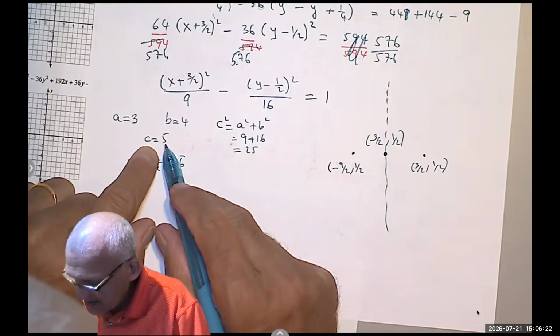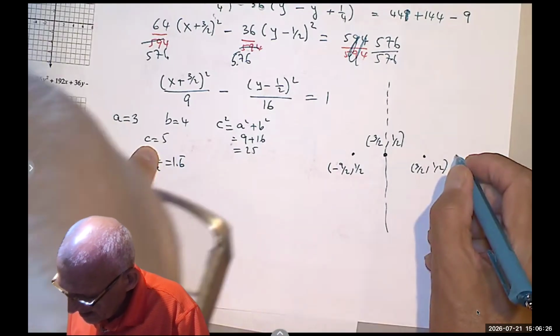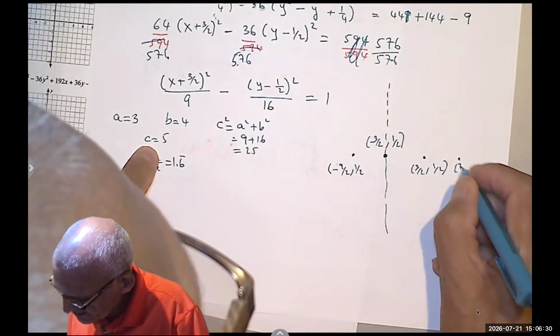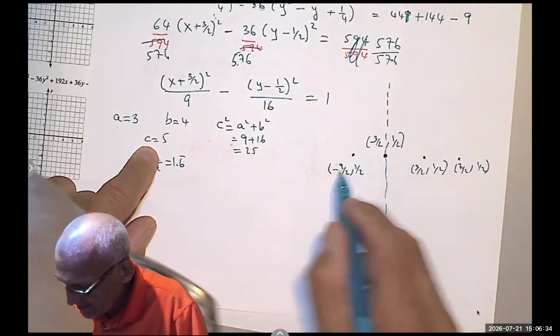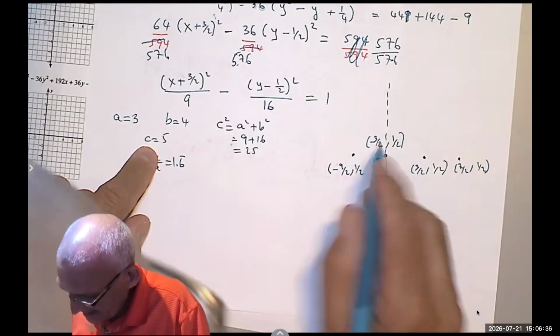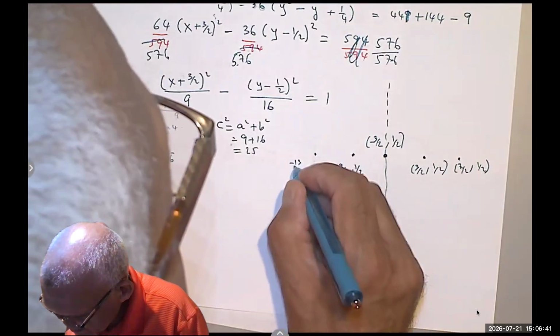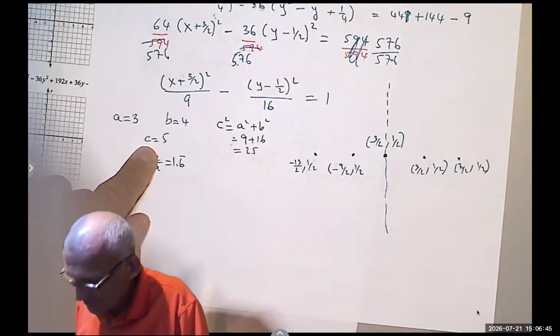So because C is 5, I add 5. So I get 7/2 and 1/2. And I subtract 5. So I get negative 13/2 and 1/2. These are the two foci.